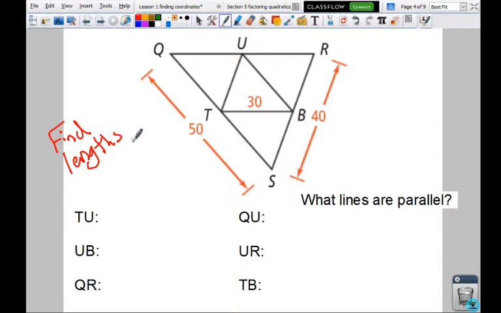Let's start with TU. TU is right here, right? Is TU a little piece or a big piece? It's a little piece. So the little piece here is going to equal big divided by 2. TU is parallel to SR. Since SR is 40, we divide it by 2. TU equals 20.